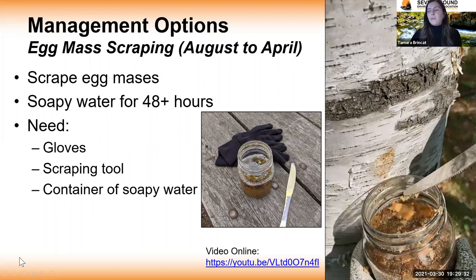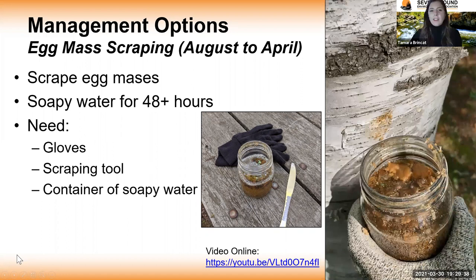So what you would do is you'd scrape the egg masses into soapy water and then leave that egg mass soapy water mixture for 48 or more hours, and then you dump that mixture away from any water sources on your property. When you're choosing to scrape egg masses, just make sure to check outdoor furniture and buildings and some of those other surfaces that I talked about before, because it's not only trees that have egg masses.